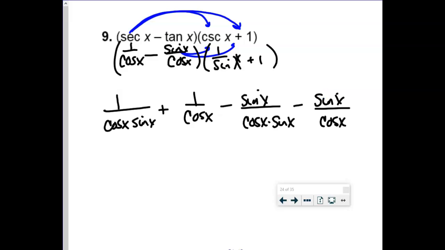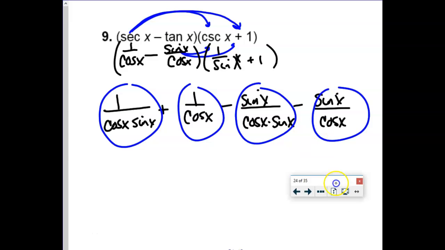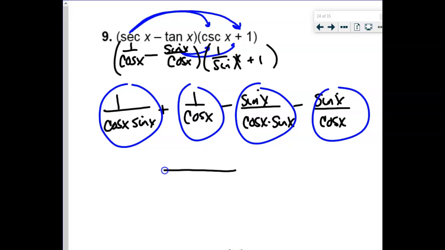Okay, here's what I'm seeing, guys. I'm seeing a fraction plus a fraction minus a fraction minus a fraction. 5th grade says what? I need a common denominator. What's going to be your common denominator here? Cosine and sine. This guy has it. This guy has it. That's why I didn't want you to cancel that. And this guy is missing a sine, and this guy is missing a sine as well.